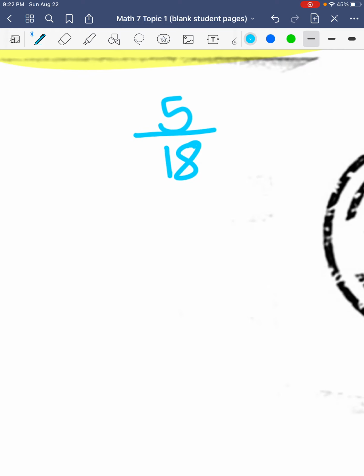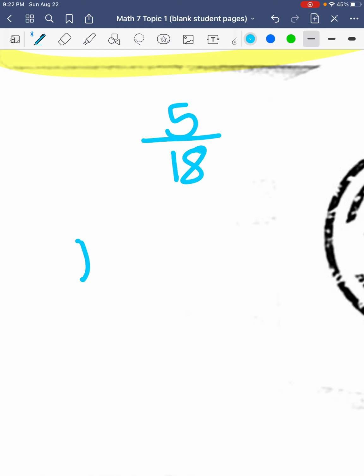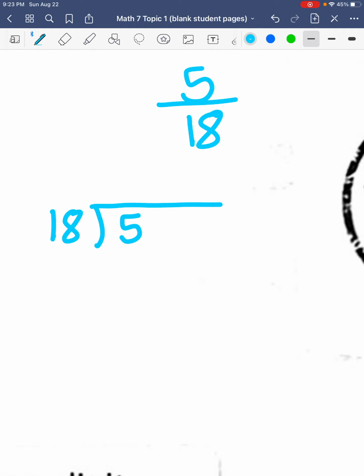So the way we're going to do that is we're going to set up our division right here. Our numerator goes inside and our denominator outside. We're going to ask ourselves, can 18 go into 5? Well, that answer is no. I'm going to put a decimal and a 0. Now, can 18 go into 50? Yes, 18 can go into 50. I know that 18 times 2 is 36, so let's start there.